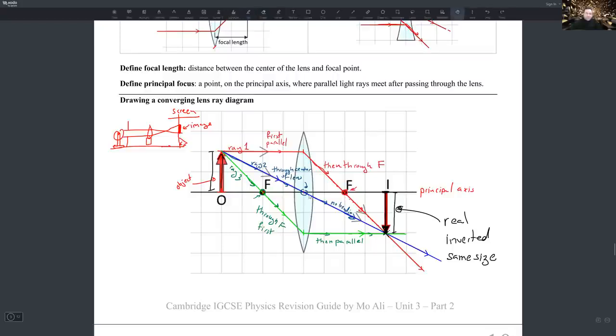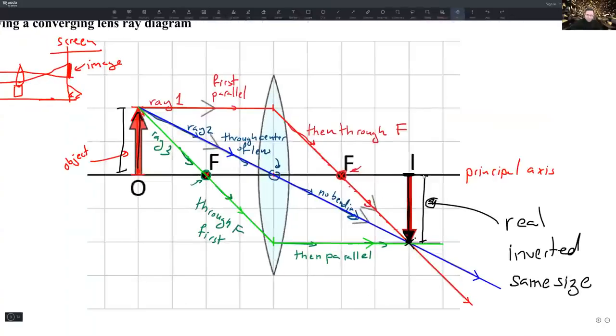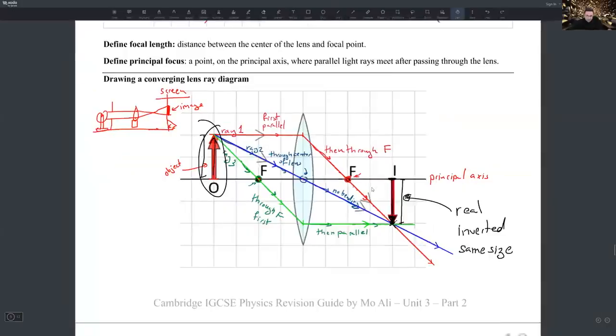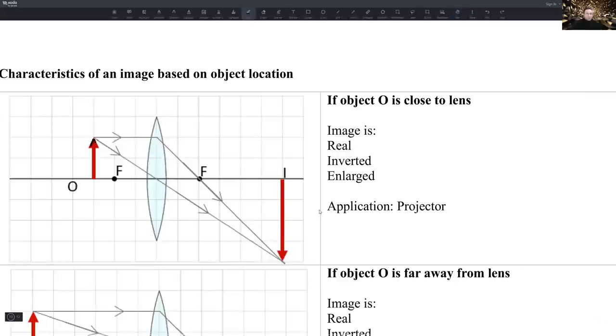Okay. But let me tell you something. What can change the properties of this image? One thing. Where the object is. We have 3 cases. Okay, we have 3 cases. Case number 1, if you move the object close to the lens, but it has not yet reached the focal point. It's very close to the lens, but it has not reached the focal point.